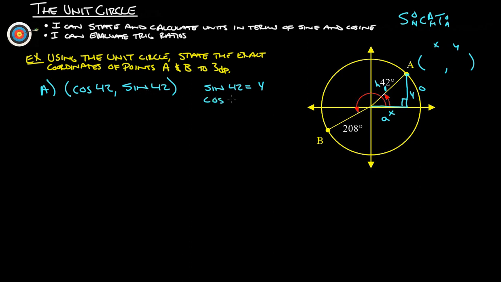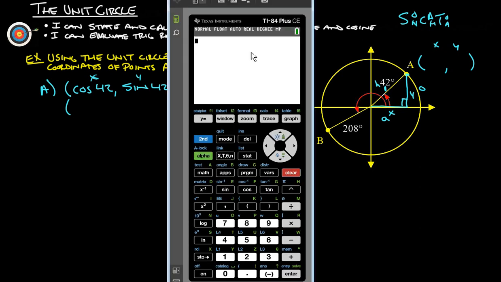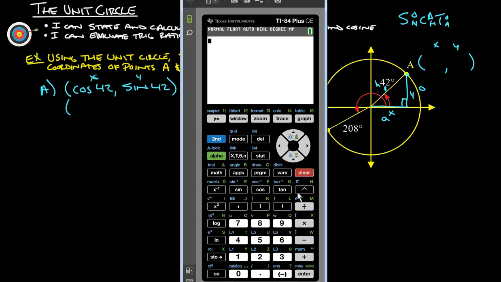And then cosine of 42, cosine is the adjacent over hypotenuse. In this case, adjacent is our x over hypotenuse, which is 1. And again, dividing by 1 doesn't change anything, so then we simply get rid of that divided by 1, and that's why we know that x is cosine 42. Okay, so there's our x, and there's our y. So we can now actually stick that into our calculator and see what those equal.